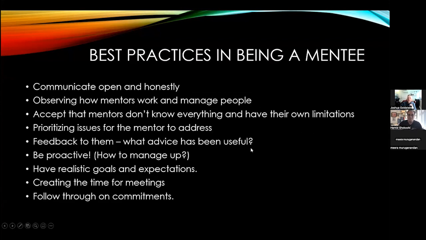Best practices in being a mentee. You should communicate openly and honestly with your mentor, right? That's what they need from you. You should be proactively looking at how they work and how they manage people. You should know that they don't know everything. They have their own limits. When they fail to meet your expectations, you should be thoughtful about what you can expect from them. They may be busy and they may need you to manage them, right? They may need you to be a little bit proactive. Hey, should we make a meeting? When's our next meeting going to be? Should we pick a milestone?